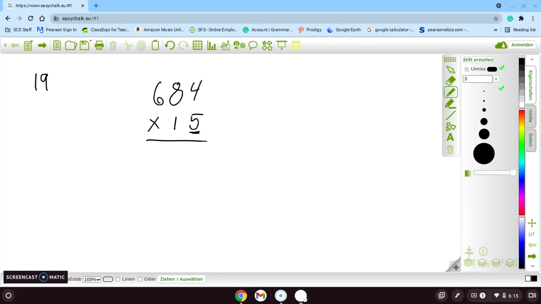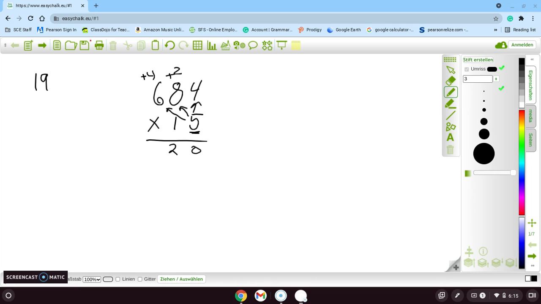Again, we start with our 5 and our 1s column. So we're going to take our 5 times the 4, then our 5 times the 8, and then our 5 times the 6. So 5 times 4 is 20. So we're going to write down our 0. We're going to regroup our 2. Second is 5 times 8. 5 times 8 is 40, but we have to add our 2. So 42. 40 plus 2 is 42. So I'm going to write down my 2, regroup my 4. I'm going to have to add that 4 here in a second.